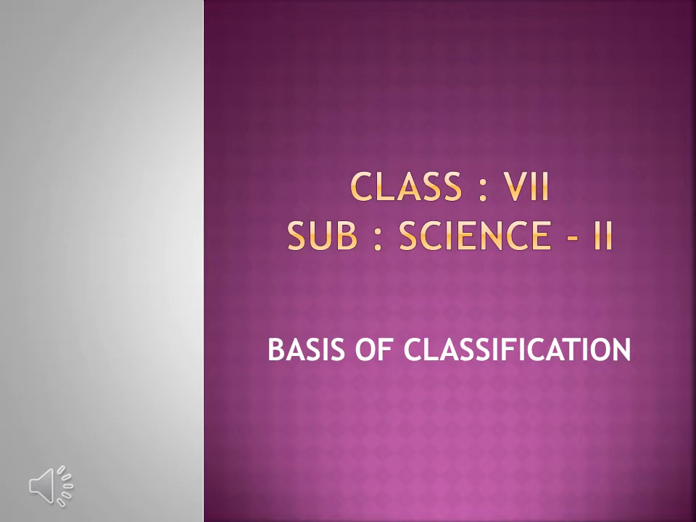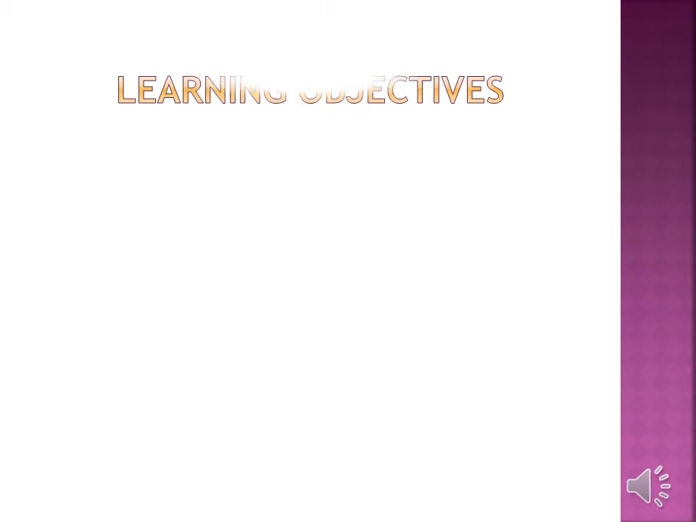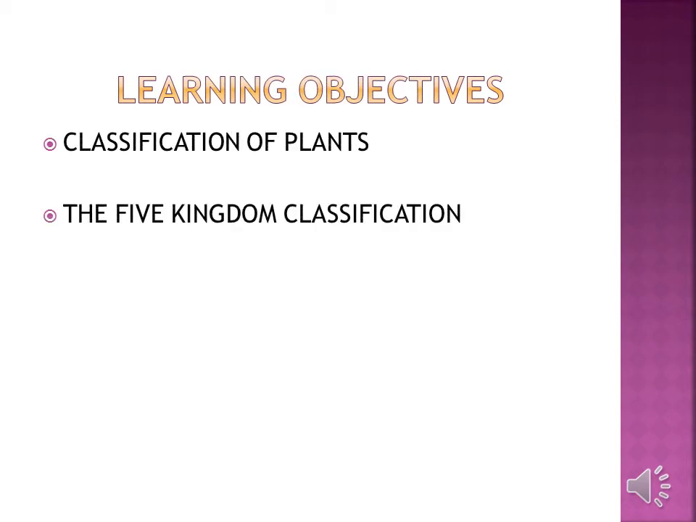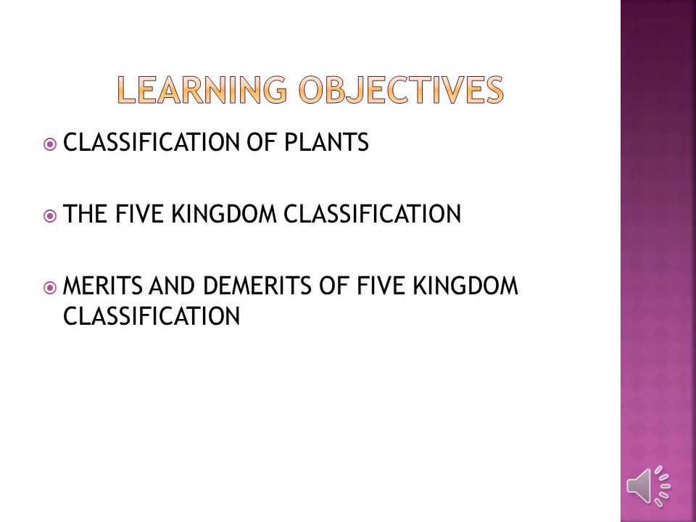Today, we are going to continue the same chapter, Basis of Classification. In this chapter, we are going to see about the classifications of plants, the five kingdom of classification, merits and demerits of five kingdom of classification, and finally the binomial nomenclature.